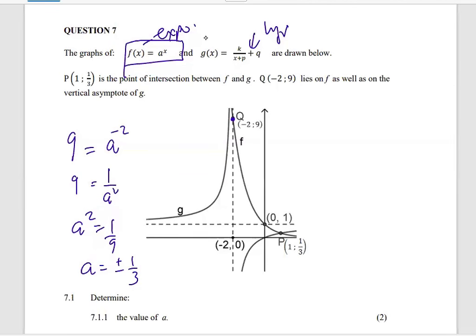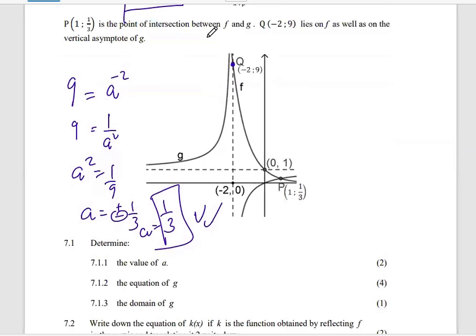But looking at the shape of the graph, remember a is going to be just 1/3 because of the shape. It's not a reflection on that side, so it cannot be negative. So a becomes just 1/3.